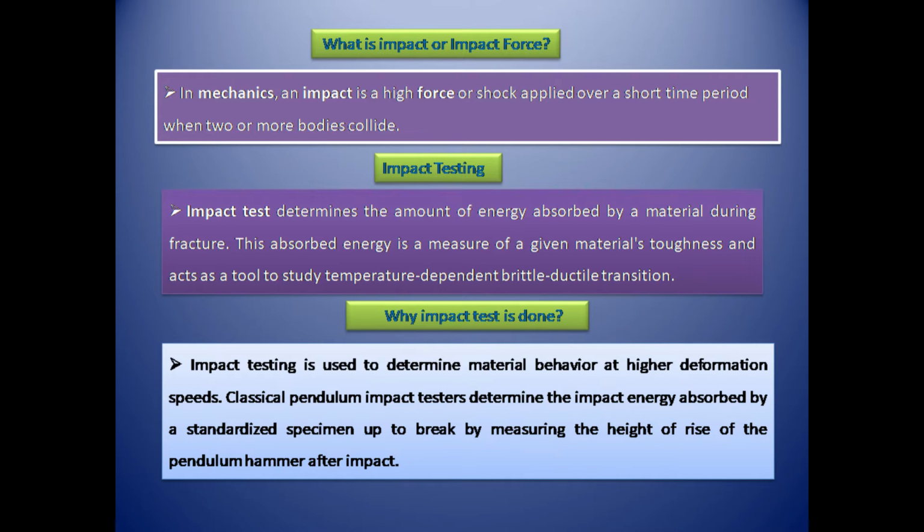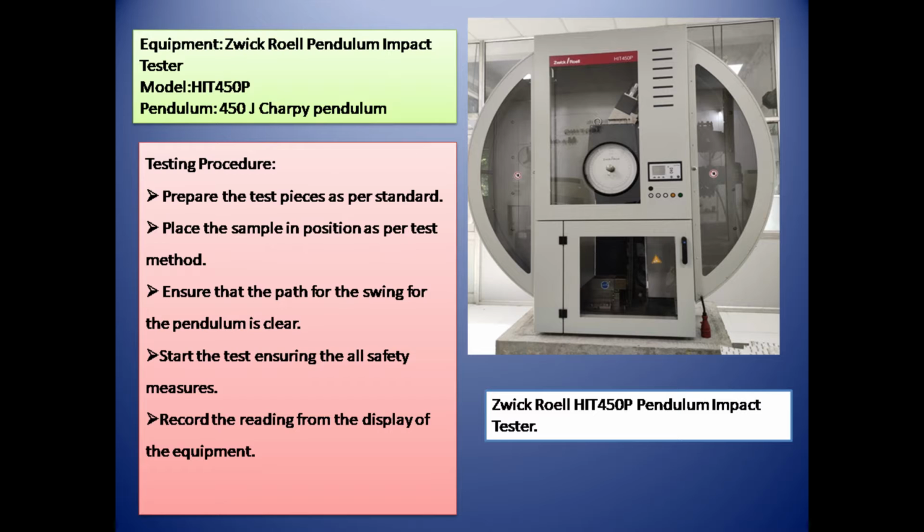Types of impact tests. For simple impact tests, there are two most common, popular methods. These are the Charpy V-notch test and the Izod test. Now, in our laboratory, we have a pendulum impact tester. Its model is HIT 450P, and we have a pendulum of capacity 450 joule.